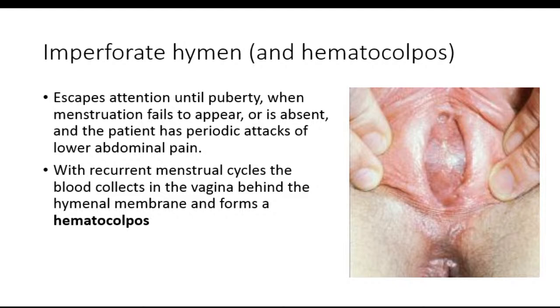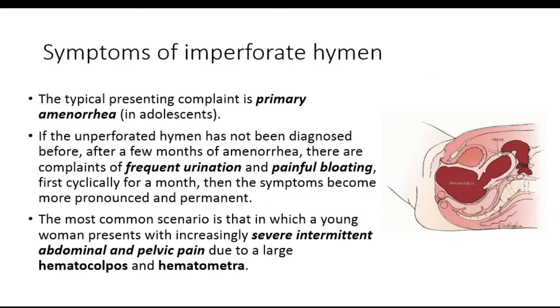It's like a cork in a bottle. It stops the fluid, the menstrual blood, from flowing out of the vagina. So blood collects in the vagina behind the hymen membrane and forms a collection of blood, hematocolpos. It is the complication of the imperforate hymen. If it is noticed in time, not much problem will come to this patient.